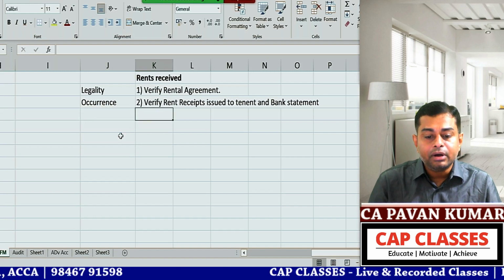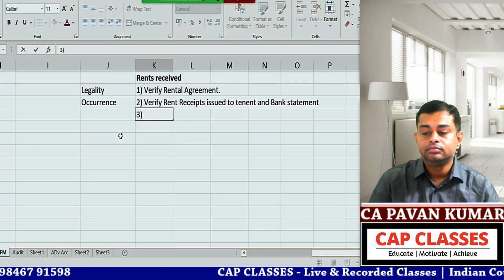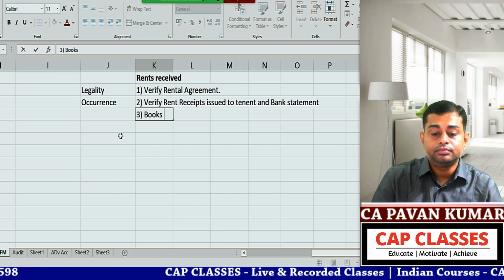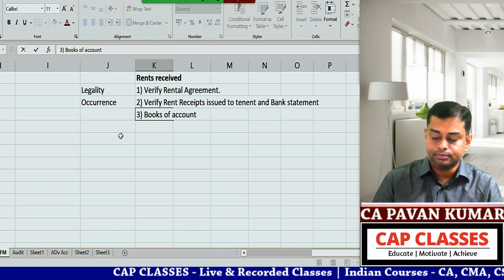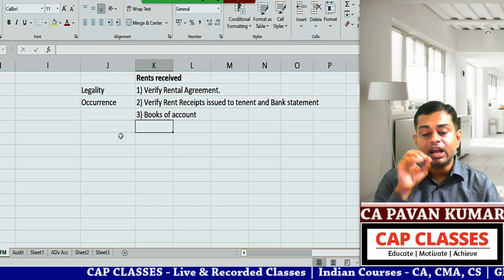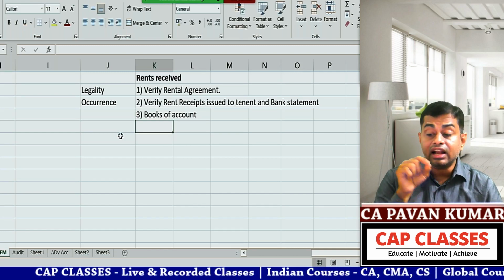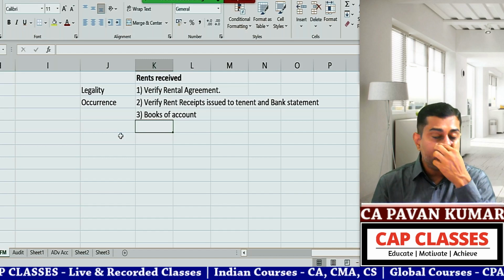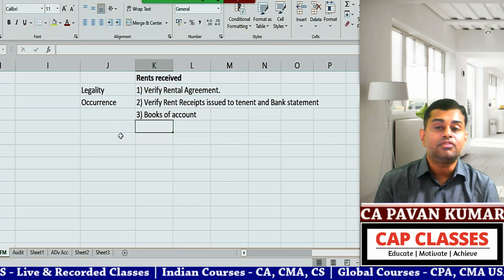So any other item, what will you verify? Next one. Verification of journal entry in the books. Very good. Books of account. Recognizing or recording the income. Verify appropriate books of account. Verify rent ledger. Verify rental income register. So register can be there, receipts can be there, cash book, bank statement, all these things have to be verified. Books of account.